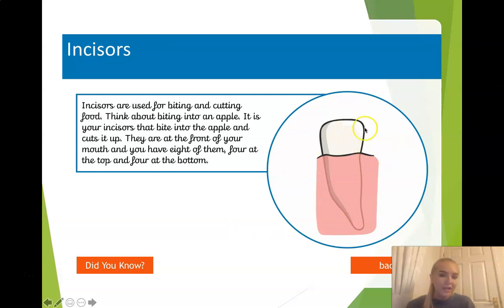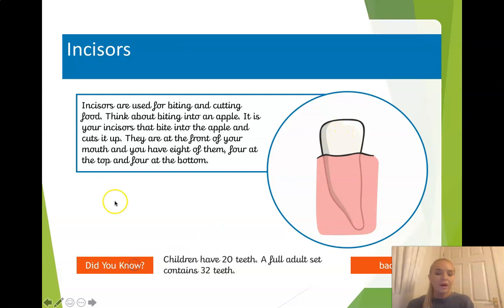Have a look at this picture. This is a picture of an incisor tooth. This pink bit here is your gum, the bit above your tooth, and here is the root of the tooth, that bit you can't see. The only bit that you can see is the bit above the black line, the incisor. You can see that it has flat edges and it's very smooth.